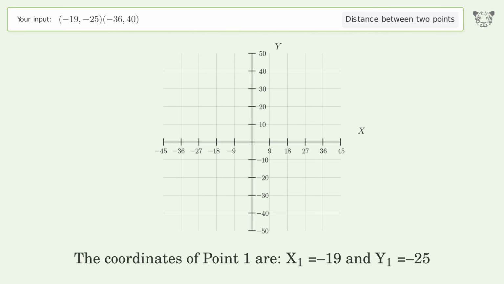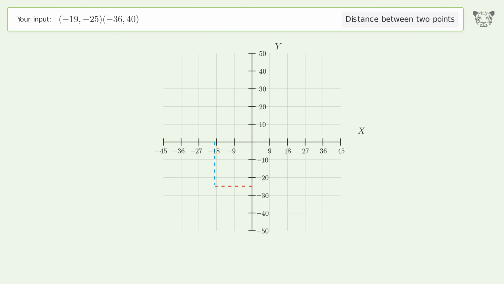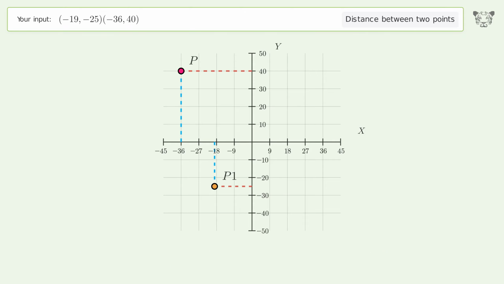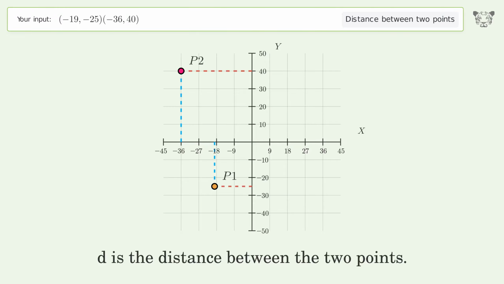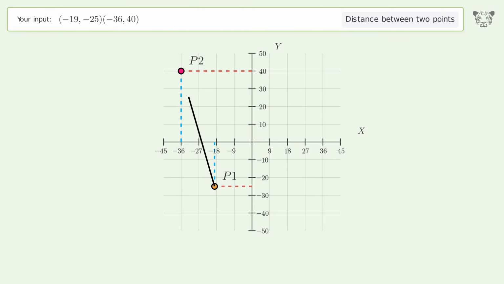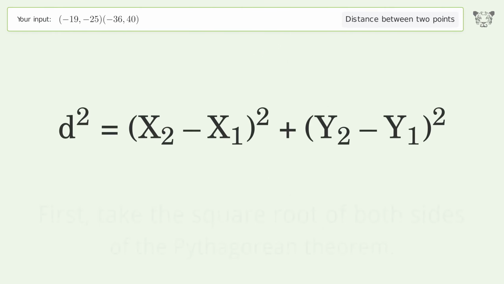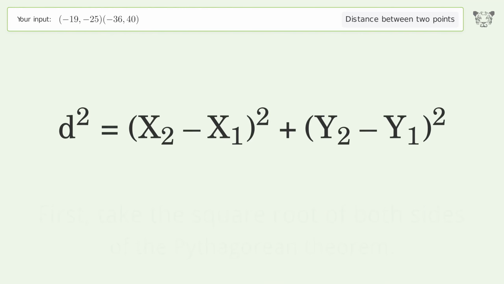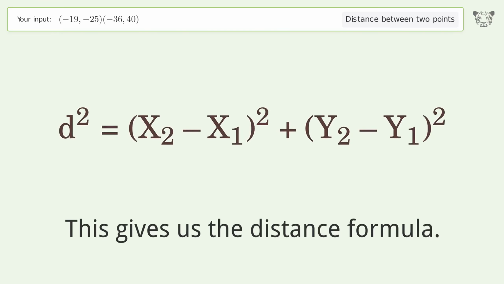The coordinates of point 1 are x1 equals -19 and y1 equals -25. The coordinates of point 2 are x2 equals -36 and y2 equals 40. D is the distance between the 2 points. First, take the square root of both sides of the Pythagorean theorem. This gives us the distance formula.